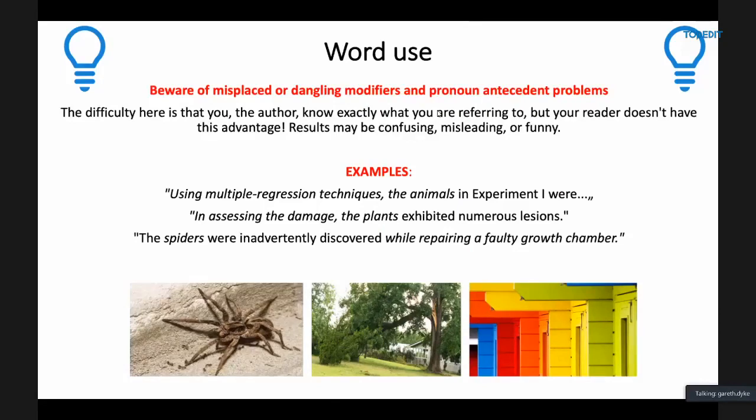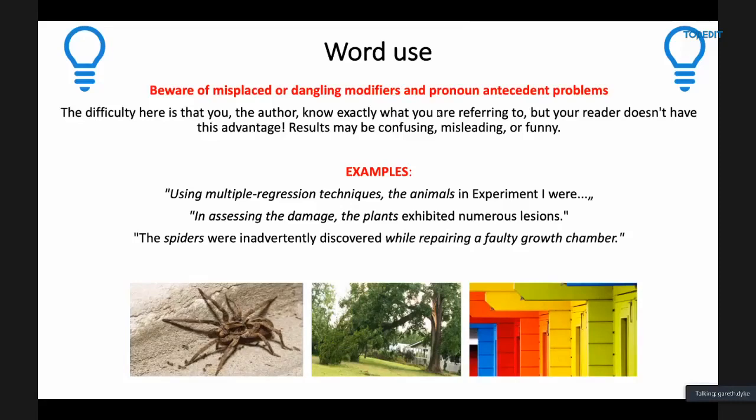Word use, dangling modifiers, pronoun antecedent problems. You always know as an author, as a writer, exactly what you mean, but do you get that meaning across to the reader? This is a key issue and a key take-home message from this presentation. You have to think about your readers, your editors, your peer reviewers, and make sure that there are no problems in the understanding of your writing.